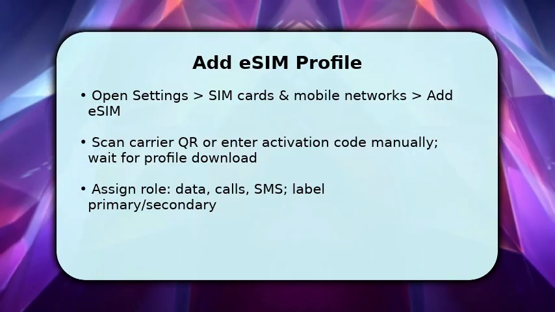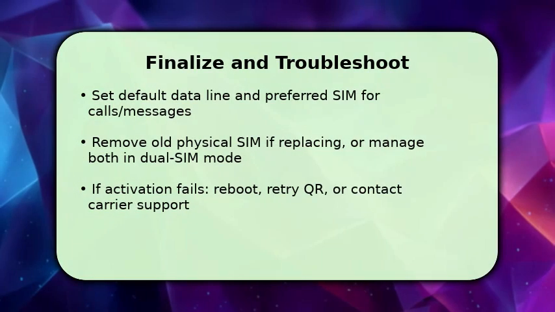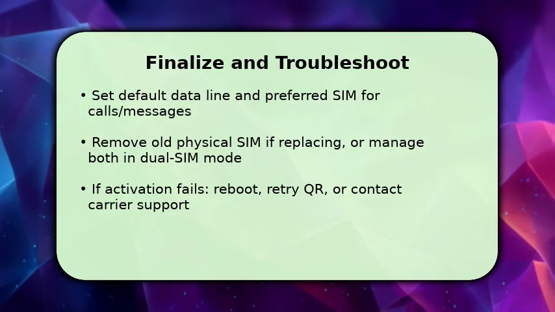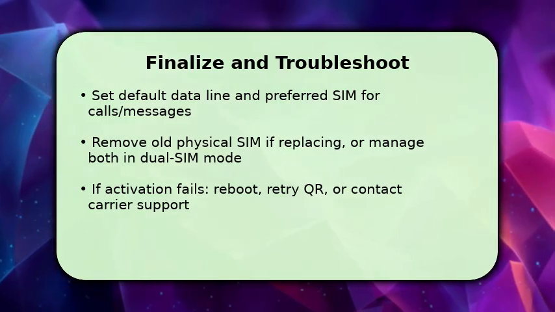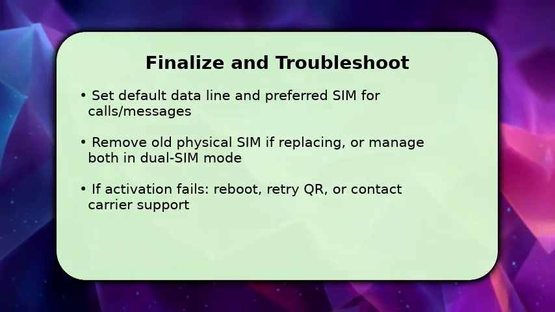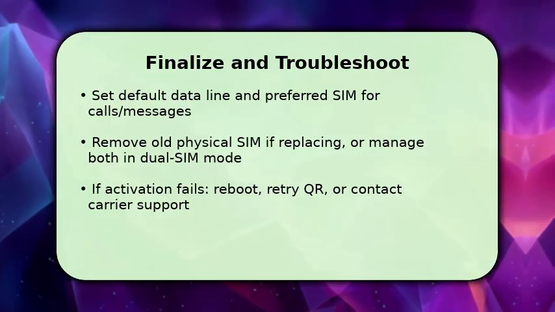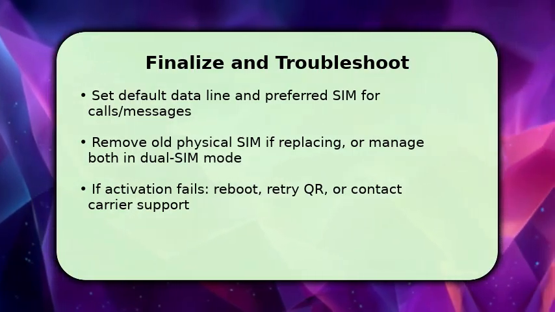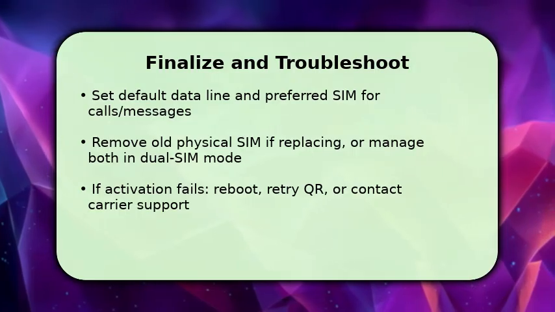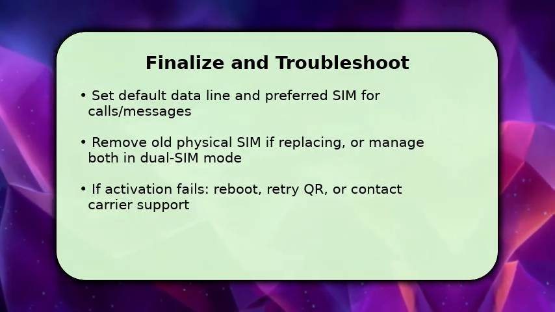You finish by selecting the default line for mobile data and choosing which SIM handles calls and messages. Once done, verify signal and data connectivity. If you replaced a physical SIM, remove it or keep both lines enabled for dual SIM use and label them in settings so you don't mix lines.